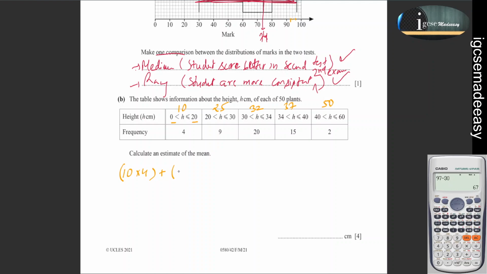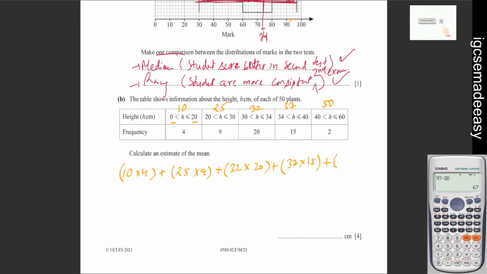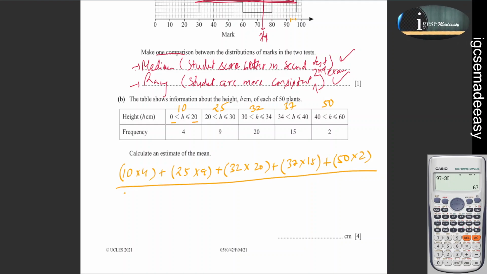frequency, and multiply with the 25 times 9, and then we will add that with 32 times 20, then we will add that with 37 times 15, and 50 times 2, and we will divide all together with the total value, that is 50, right? If you calculate this value in your calculator, then you will get the value as 31.2. That will be your final answer.